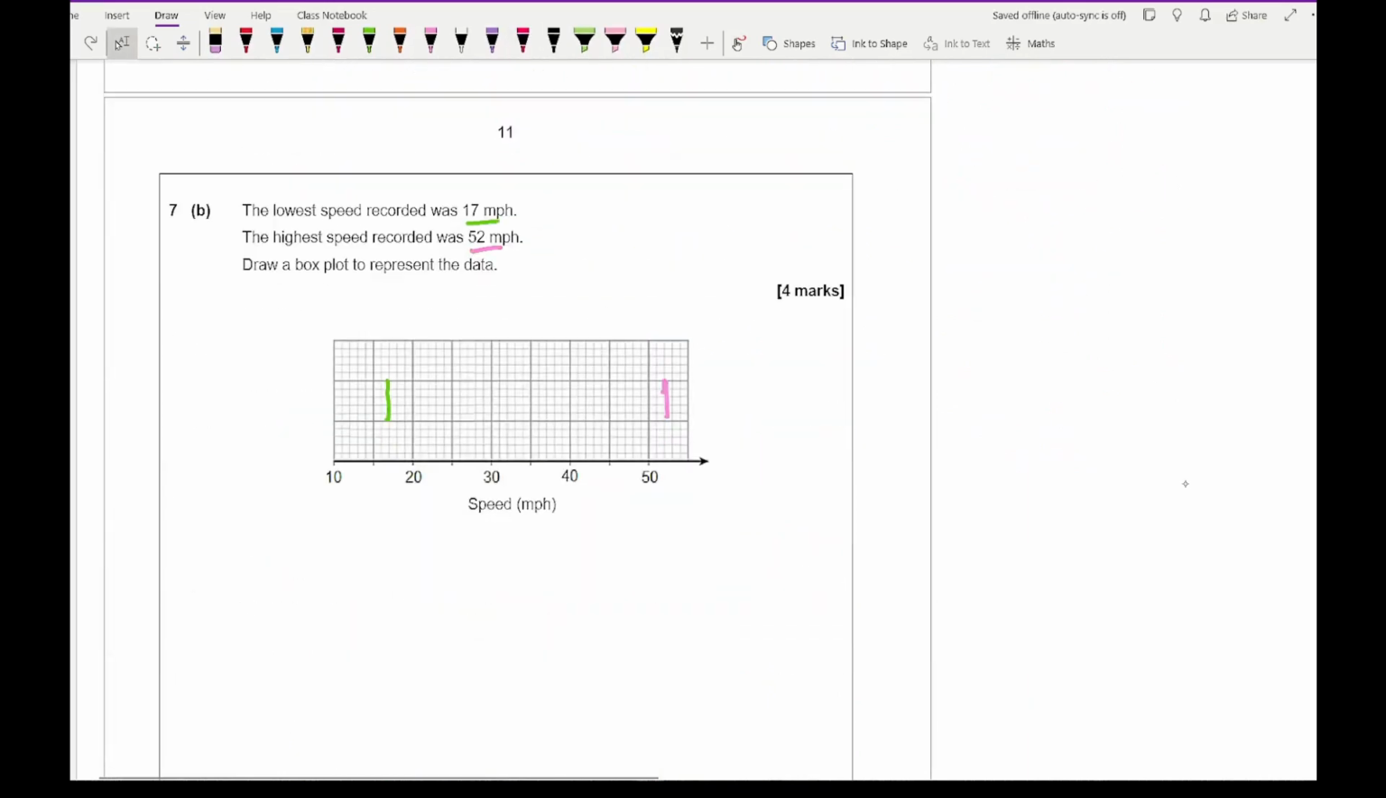So 27 is about there, 33 is about there, and 41 is about there. And then all I need to do is just complete the box plot again. Please do make sure that you're using a ruler, and it should definitely look a lot neater than what I've got on the screen.